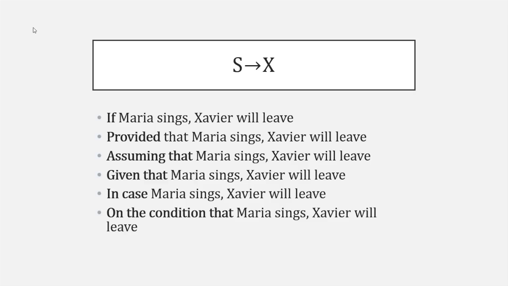Is the point here clear? So I'm going to give you on the test and exam a sentence of one of these forms, and it's going to be up to you to identify that one part is the antecedent, one part is the consequent.